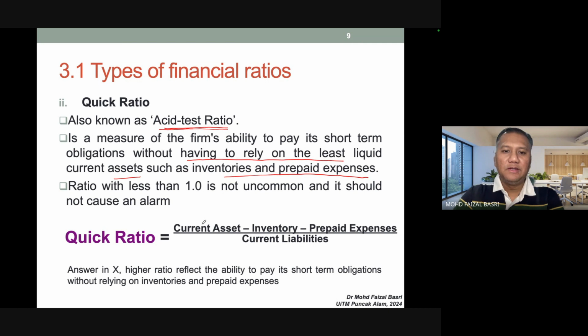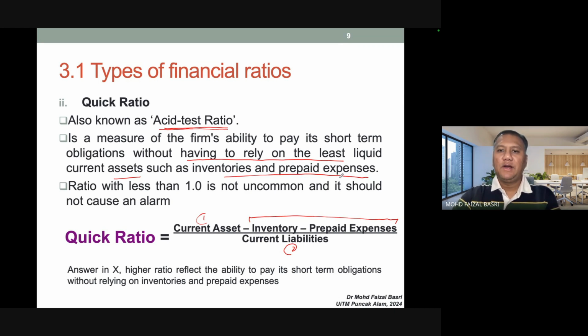So that's why the formula still ada current assets, ada current liabilities, but we have these two exclusions. Kita akan remove inventory and prepaid expenses from our value of total current assets. Kita akan buang these two, inventory dengan prepaid expenses, out of our current assets before we divide with current liabilities. So obviously when we do current ratio dengan quick ratio, our quick ratio usually will be lower. Okay, the value will be lower.